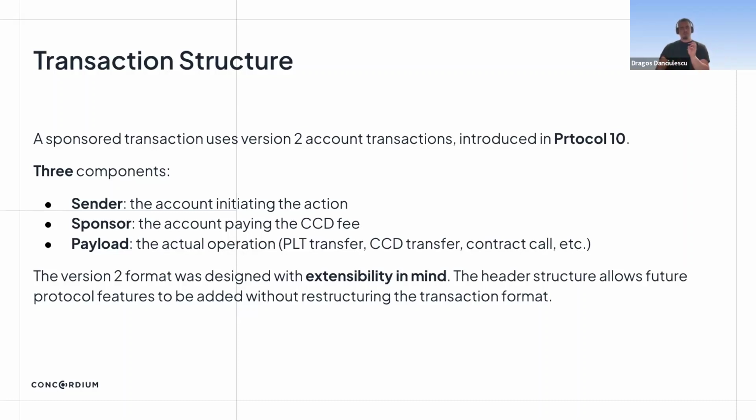The goal of the version 2 format when it was designed was to have extensibility in mind. So the header structure will allow all future protocol updates to be added without restructuring the transaction format. So this will lead to backwards compatibility.